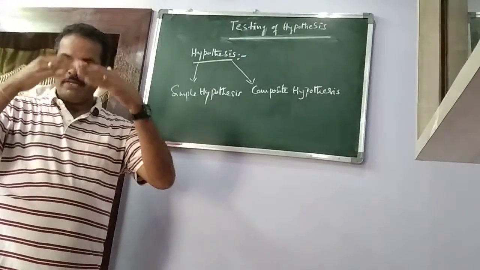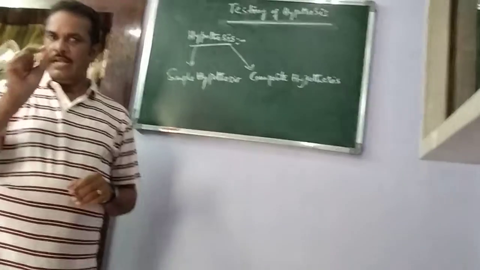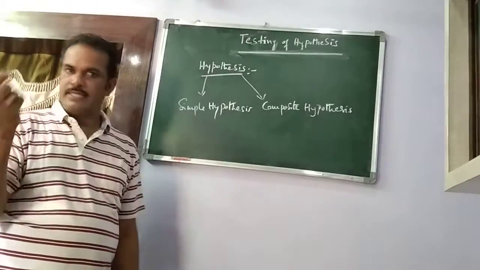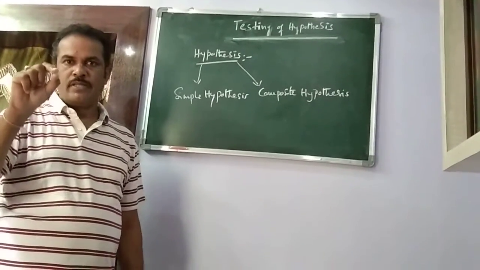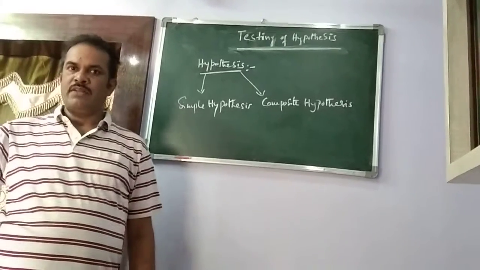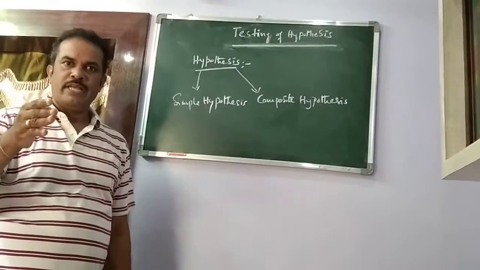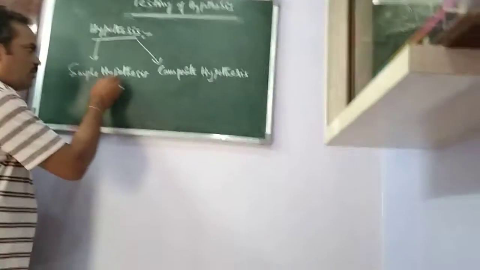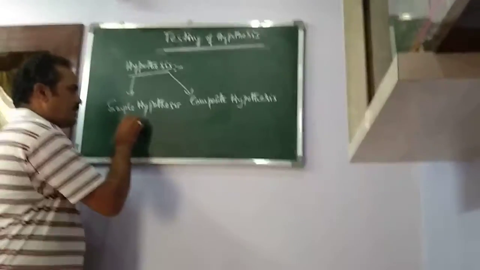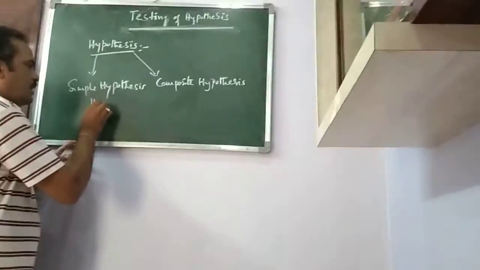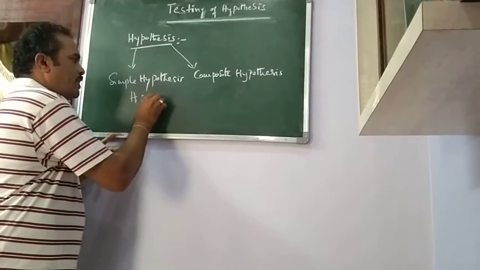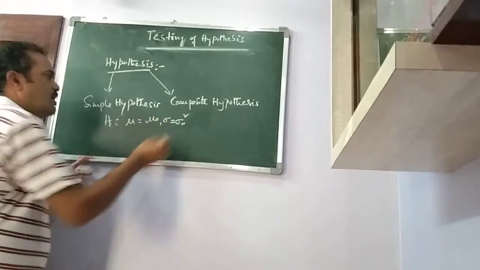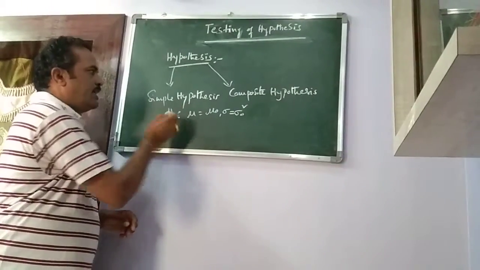Information specified completely means, for example, let x1, x2, ..., xn be a sample drawn from a normal population with mean mu and variance sigma square. What is the complete information about the normal distribution? The random samples are drawn from a normal population with mean mu and variance sigma square. That is the complete information. In that case we want to test a simple hypothesis. Suppose I say the hypothesis H: mu equals mu naught, sigma square equals sigma naught square. This is an example of a simple hypothesis.